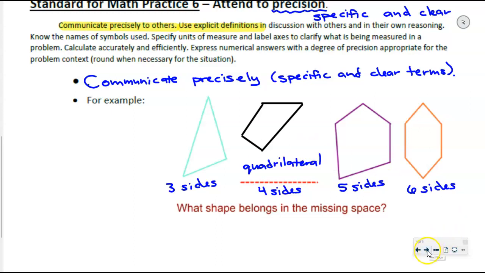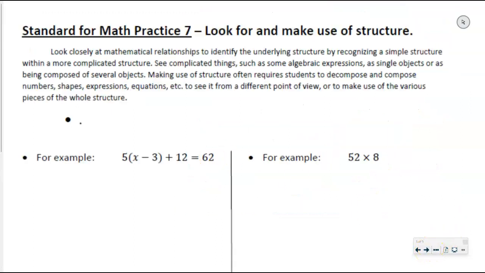Okay, let's move on to Math Practice 7. I really like Math Practice 7, and we actually use it a lot. We just don't always realize that we're using it. So Math Practice 7 is look for and make use of structure. Let's just quickly read through here.